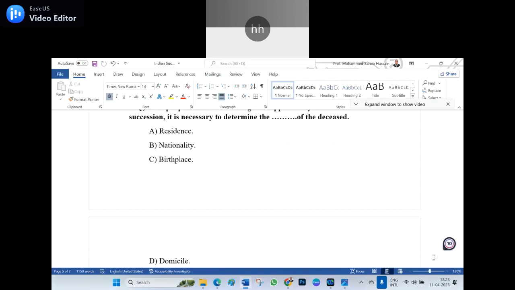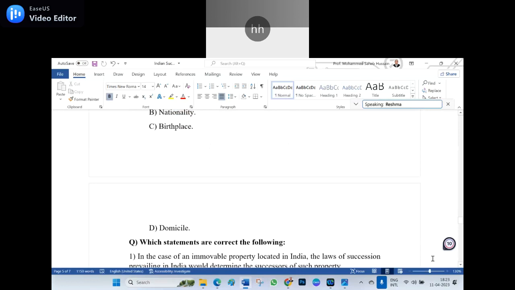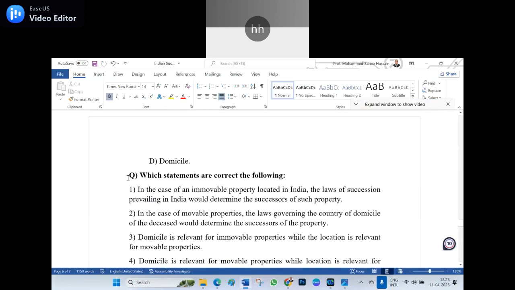Residency, sir. Wrong. Whenever there is movable property, who is going to get it after the death of a person, then the deceased's domicile is a very important factor. The answer is Domicile, D. Yes, that is the very important factor.